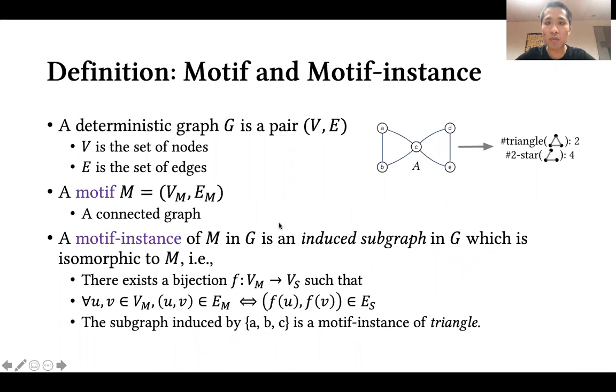Here we give the definition of the motif and the motif instances. First, we define a graph G as a pair of V and E. And a motif M is a connected graph. A motif instance of M in G is an induced subgraph in G which is isomorphic to M. By isomorphic, we mean that there exists a bijection from Vm to Vs, such that for each edge in Em, there is a corresponding edge in Es, and for each edge in Es, there is a corresponding edge in Em. The subgraph induced by ABC is a motif instance of a triangle.